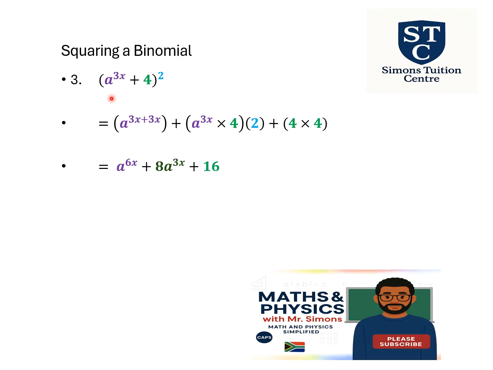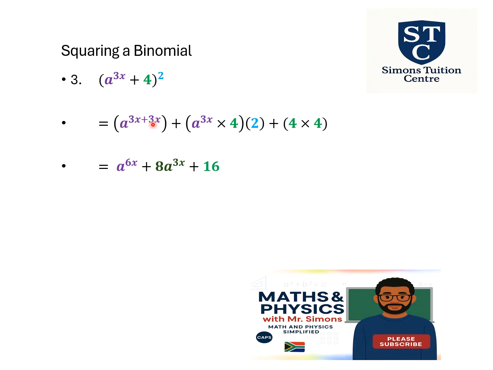So where we have a to the power 3x plus 4, my 2 terms in my bracket, all squared. So now I'm squaring a binomial, so I must remember the middle term. So for the first term, I'm going to say a to the power 3x times a to the power 3x, which then becomes a to the power 3x plus 3x. For my middle term, it's going to be a to the power 3x times 4 times 2. For the last term, 4 times 4.